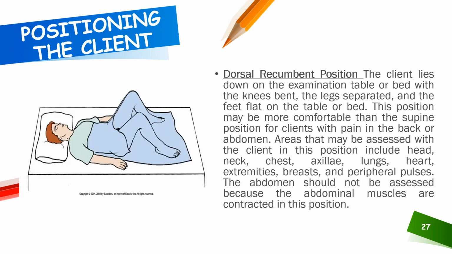The next would be the dorsal recumbent position. The client lies down on the examination table or bed with the knees bent, the legs separated, and the feet flat on the table or bed. This position may be more comfortable than the supine position for clients with pain in the back or abdomen. Areas that may be assessed with the client in this position include the head, neck, chest, axilla, lungs, heart, extremities, breast, and peripheral pulses. The abdomen should not be assessed because the abdominal muscles are contracted in this position.